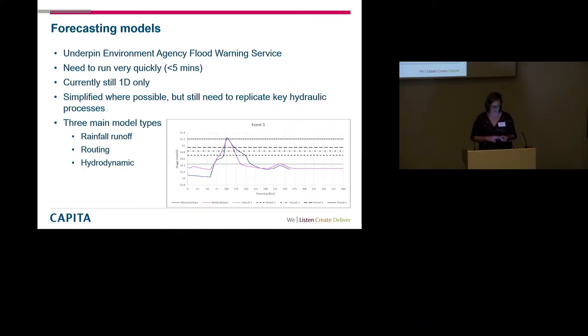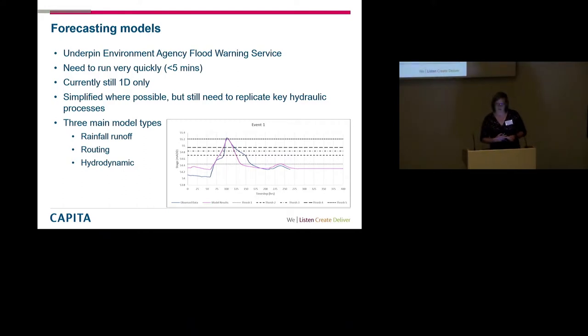Certainly within England, flood forecasting models are vital within the Environment Agency because they underpin the Flood Warning Service. So the duty forecasters liaise with area staff to provide timely and accurate flood warnings to the public so the public can help protect themselves and their property. This means that flood forecasting models need to be able to run quickly. So they need to be run and rerun regularly with updated observed data and also with the forecast data from the Met Office.